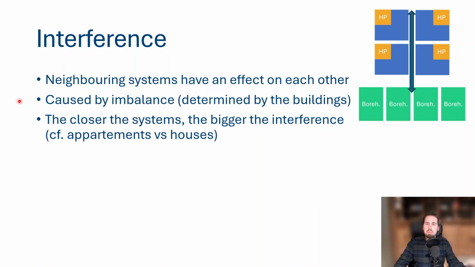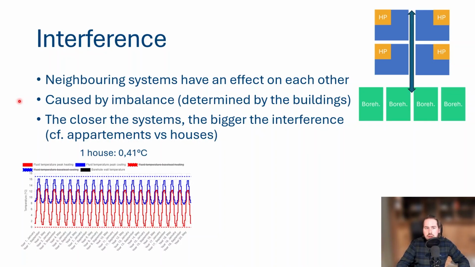Whereas if you, for example, have a neighborhood where 30 new houses are being built and each house has their own individual borehole, here the boreholes are way further apart. So the situation depends a little bit on whether you're looking at apartment buildings or houses, because the borehole spacing is important for this interference.